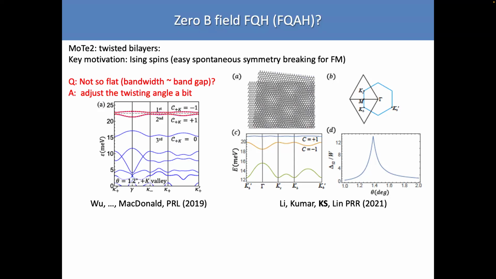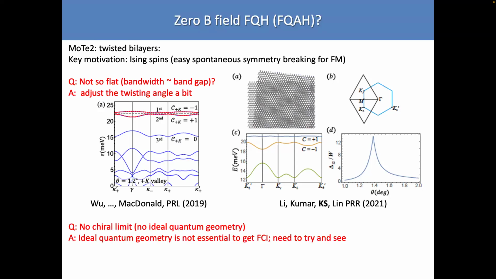And the second problem, we don't have chiral limits. There's no ideal quantum geometry. We looked at these concerns and decided this is actually not a real concern. This is because in previous studies, over the last decade or so, we actually tried numerous models for this fractional Chern insulator state, and most of those models don't have ideal quantum geometry. Ideal quantum geometry makes the gap larger, but models without ideal quantum geometry can also stabilize this state. So we need to try it, really dump it into numerical simulation and see what will happen.